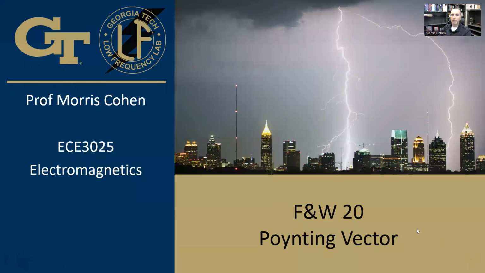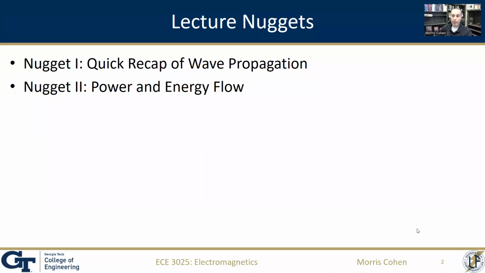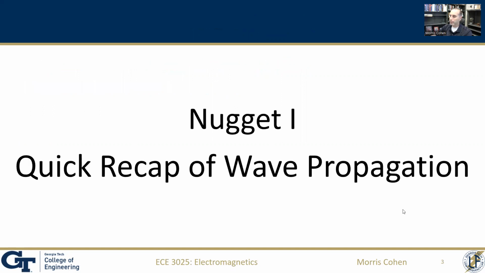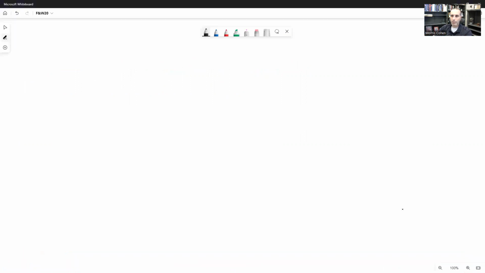So there's two pieces to this lecture. In the first piece, I'm going to give a quick recap of wave propagation from the last couple lectures, condense everything and pick out the equations that actually matter. And then in part two, we're going to connect that to the power and energy flow, which we call the Poynting vector. So quickly, let's do the recap of wave propagation.